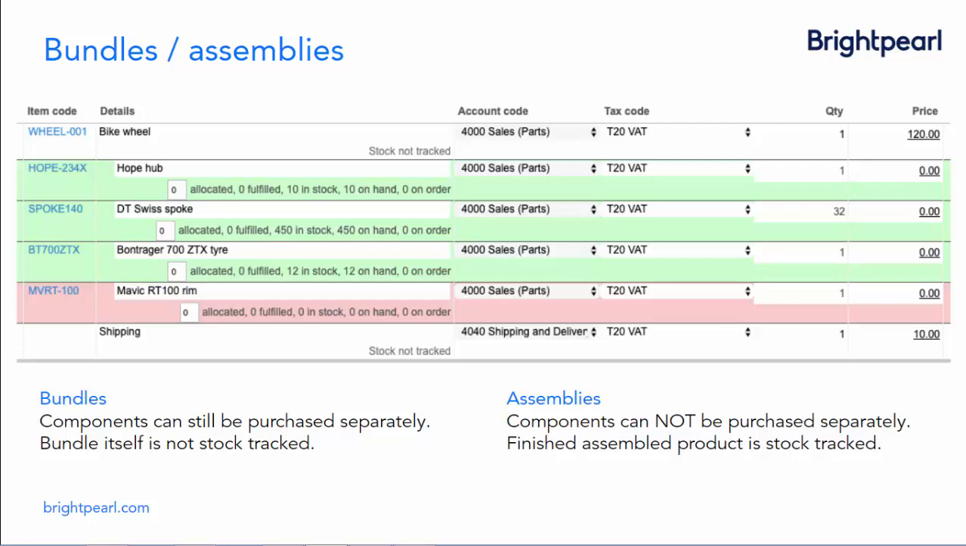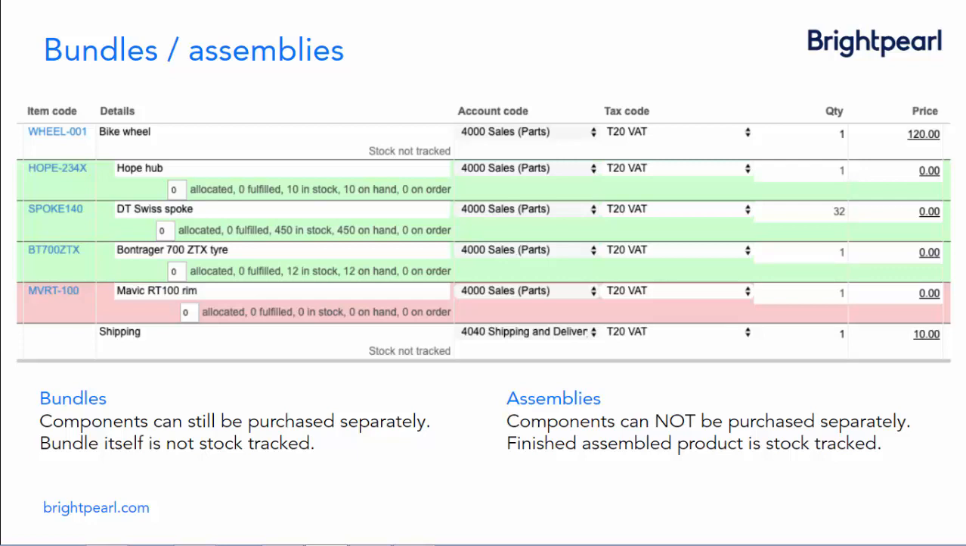Here's an example with a bike wheel containing a hub, 32 spokes, a tyre and a rim. The sell price is on the bundle, which is not stock tracked. The components have the stock levels and the rim is out of stock, so it's showing pink. It is possible to calculate the available quantity of a bundle, however, which is determined using the inventory levels of the component parts. And this bundle inventory quantity can be synchronized with a SKU on a sales channel to make the channel item available or not based on component stock levels.